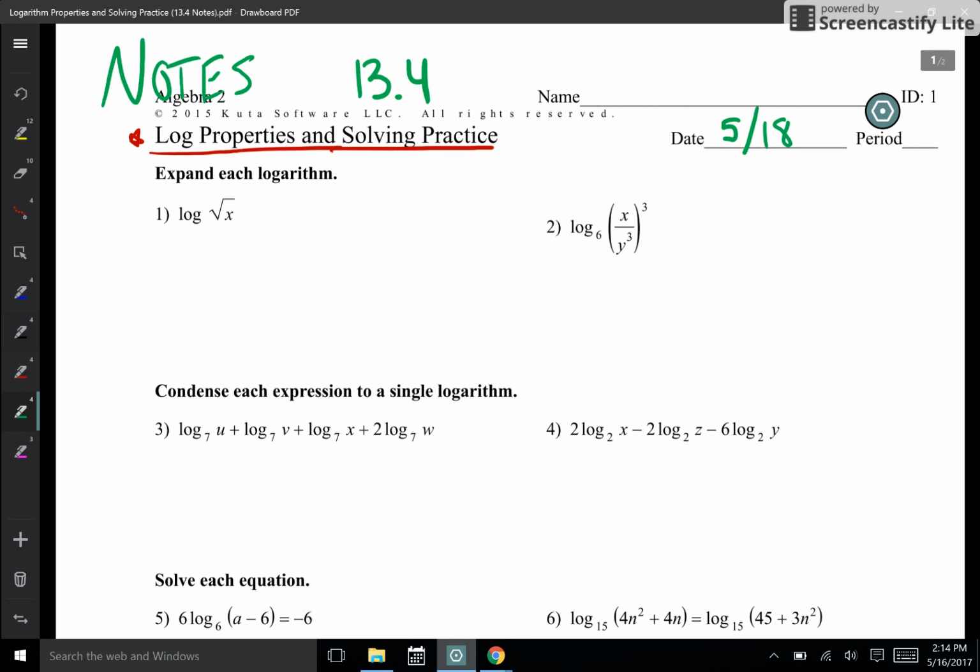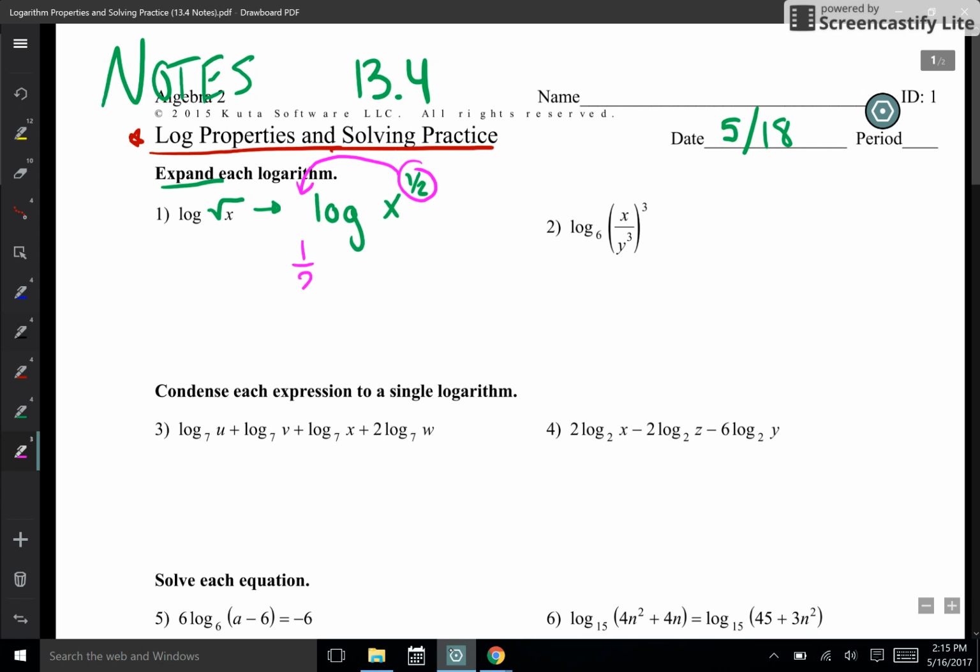So we'll start off by doing number 1. If I want to expand this logarithm, the first thing that I'm going to need to do is convert this radical into exponential form. So I'll change that to log of x to the power of 1/2. Once that's converted into exponential form, it's easy to see that you need to use the power rule and bring that 1/2 out to the front. All right, so there's our first problem for number 1.